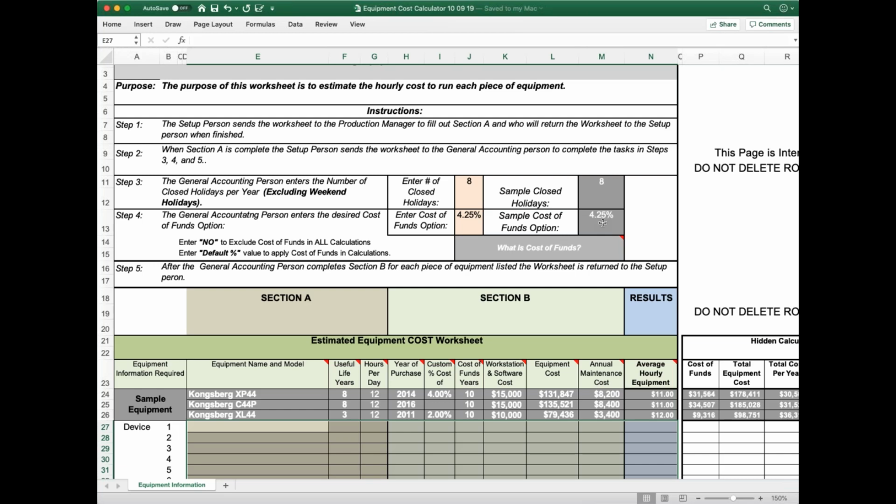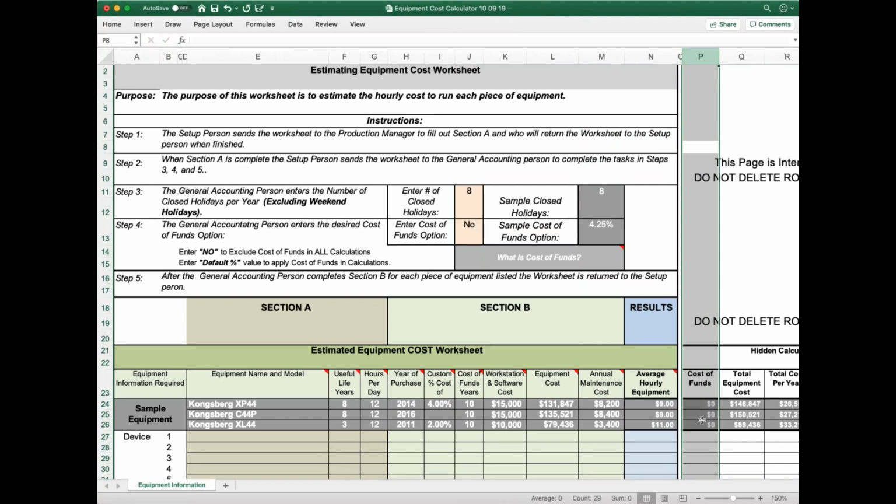hourly rate. Now, there may be circumstances where the accounting person simply doesn't want to include cost of funds in the calculation, and that's okay. I'd prefer to see it included, but the only thing they need to do to say no, don't consider cost of funds, is enter the word no there. Now pay attention to this column right here.